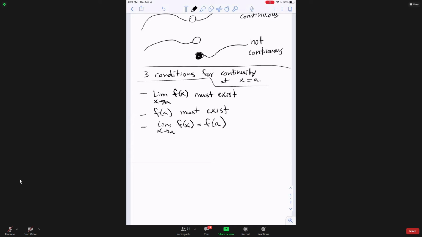So let's recap. The first condition is saying, hey, the limit must exist. Second condition is saying, hey, the function value must exist. The third condition says, hey, not only do they have to exist, but they have to equal each other. And really, the third condition actually covers the first 2 in it.